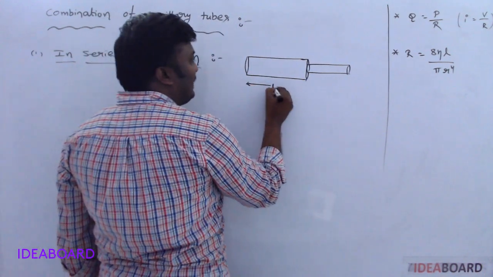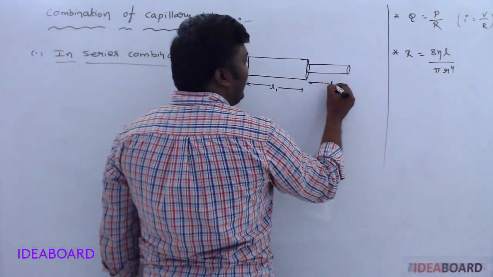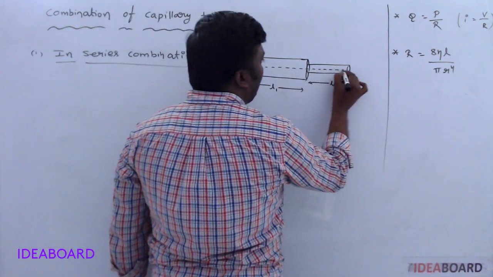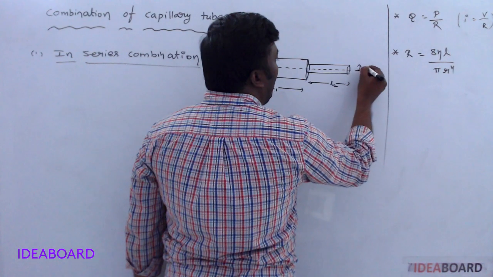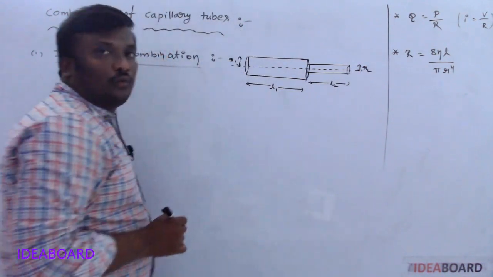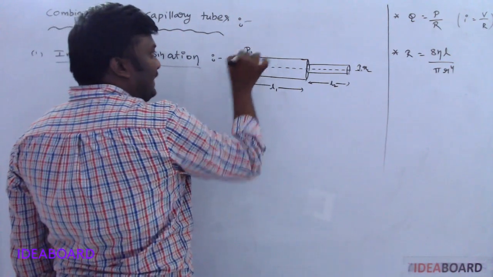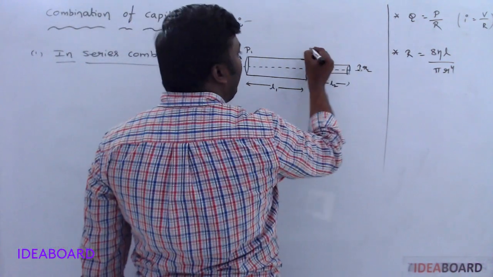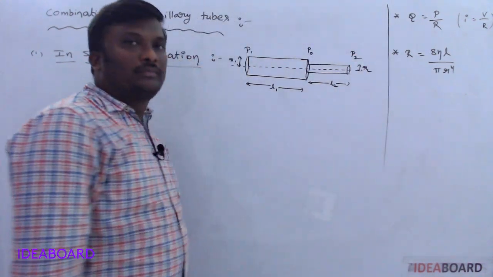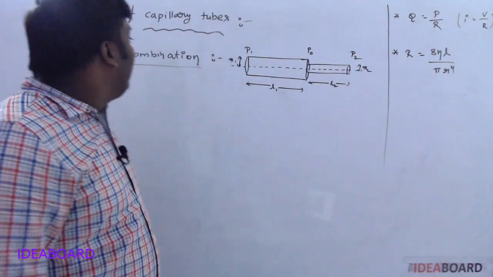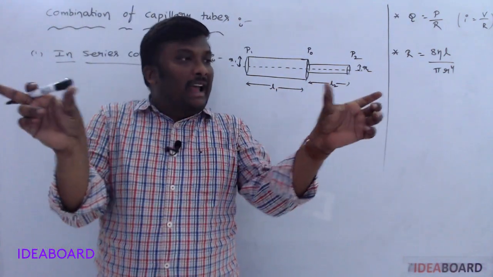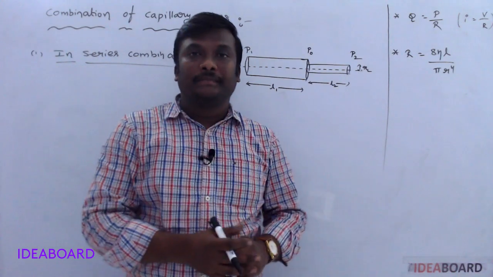This length is taken as L1 and this length is taken as L2, and the radii are R1 and R2. Pressure at this end is taken as P1, here P0, and here P2. Understand now? Series combination means end to end. That's why I took two capillary tubes connected end to end.